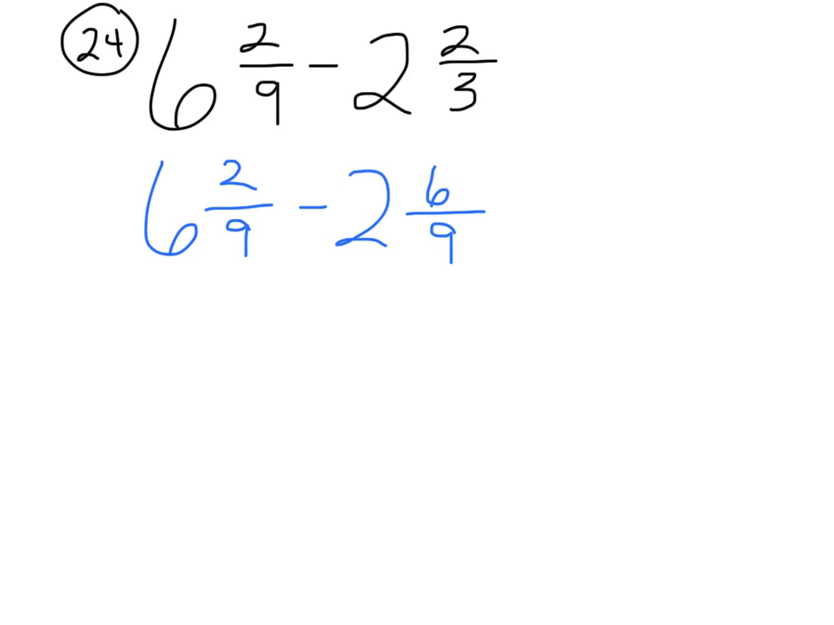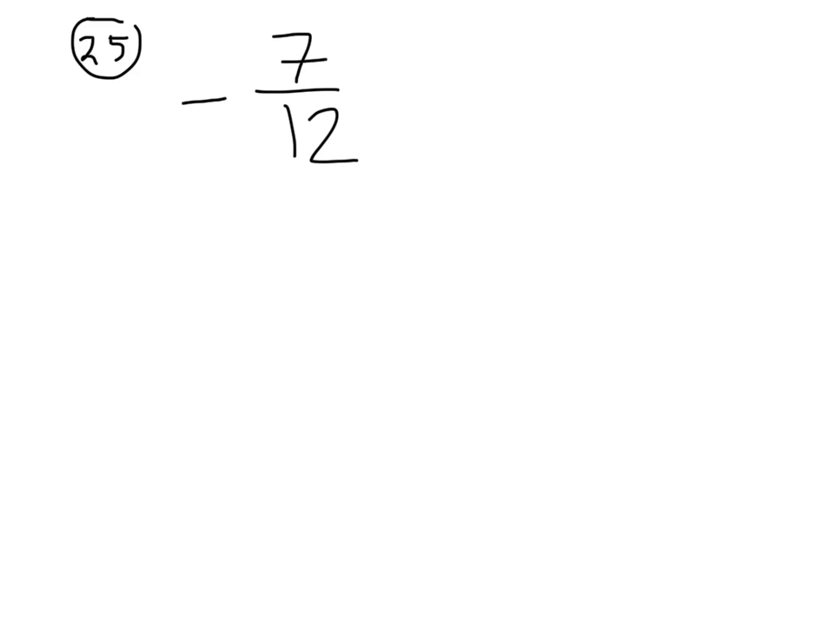It's going to give me negative, so I need to borrow. So I'm going to borrow 1 and make this a 5. And that 1 that I borrowed, I cut it up into 9 pieces. But I already had 2, so now I have 11 pieces. So now I have 5/9, and 5 minus 2 is 3. 3 and 5/9.